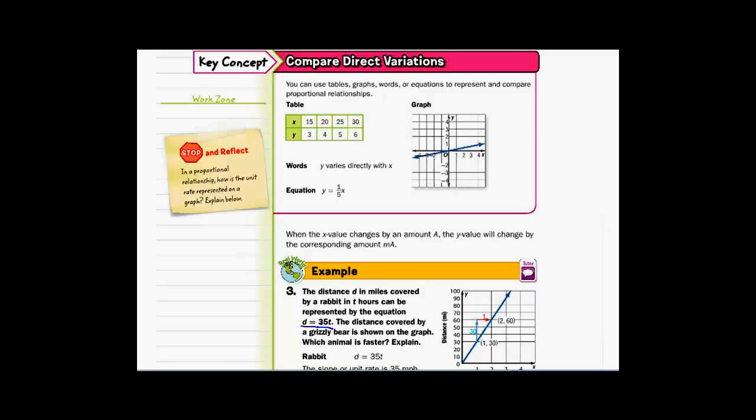So basically, when you talk about how fast this rabbit is, you're looking at 35. Now, it wants to know, is that faster or slower than a grizzly bear? Well, if you look at this right here, this is the graph of a grizzly bear, and you can tell its slope by using the slope formula. So y2 minus y1 over x2 minus x1. So that is 30. So obviously, which one's faster, a rabbit or a grizzly bear? It would be the rabbit.